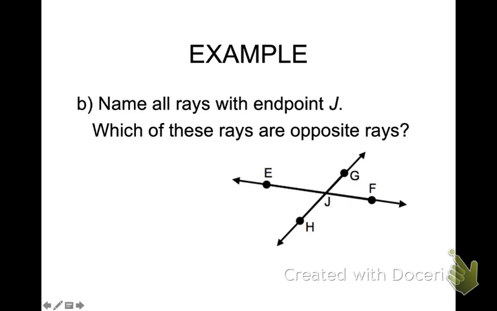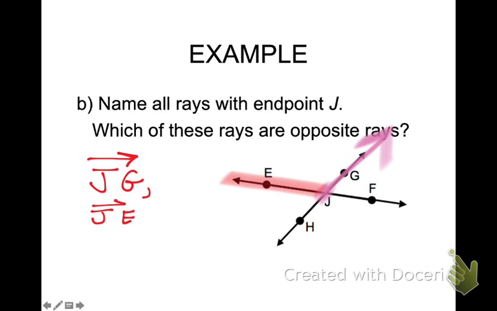name all rays with endpoint J. All right, so we've got, starting at J, we can go up to G. So ray JG would be the way I write that. We've got JE. So ray JE. We got the one shooting down southwest. So JH. So ray JH. And then we've got the one going southeast over this direction. What is that? F. So JF.